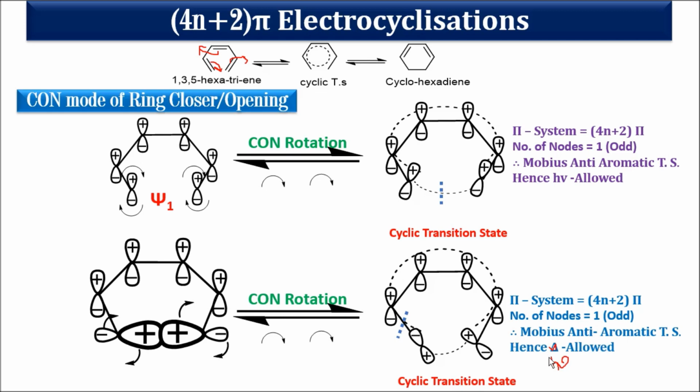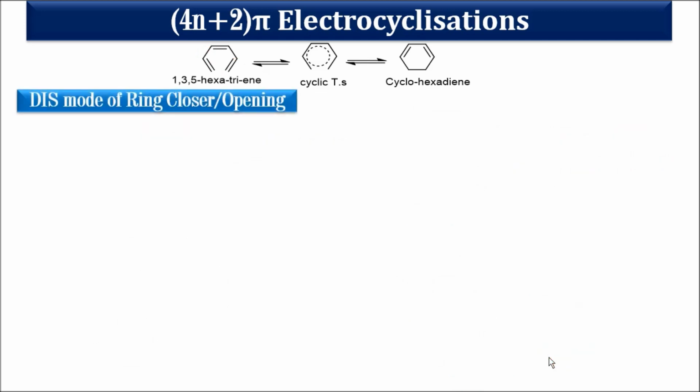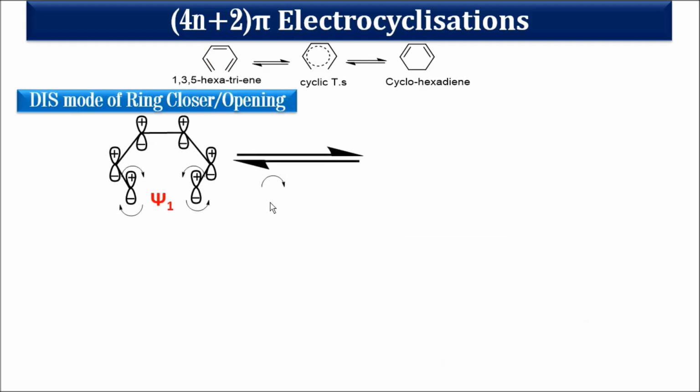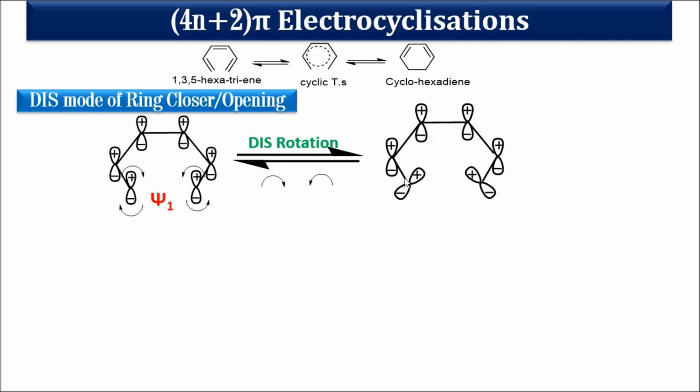Okay, so now let's explain the disrotatory mode of rotation. So psi 1, now this orbital is rotating in clockwise direction, so this should rotate in anti-clockwise, so one is clockwise, another one is anti-clockwise. You rotate those two lobes slantly, so connect all top side lobes. So after the rotation, these two lobes are going to connect. So now you can observe, in the transition state there are no nodes, and here also the system belongs to a 4n plus 2 pi electrocyclization reaction. The number of nodes is 0.